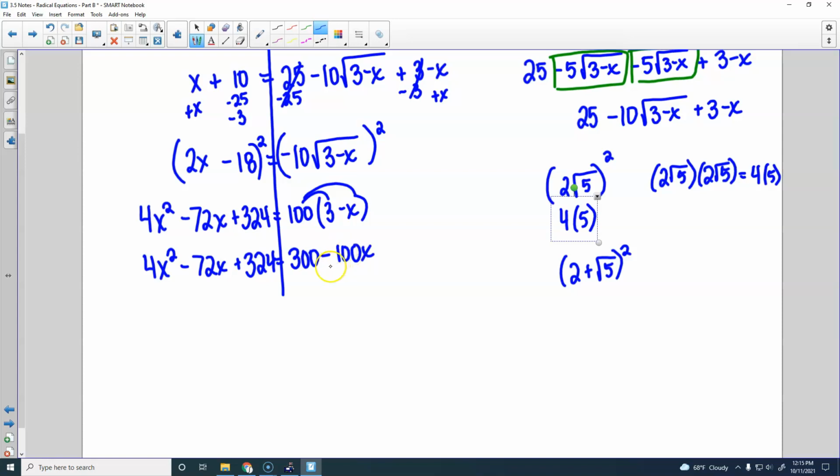Okay, let's move everything to one side. Let's add 100x here and subtract 300 here. So we got 4x squared plus 28x plus 24 equals 0.